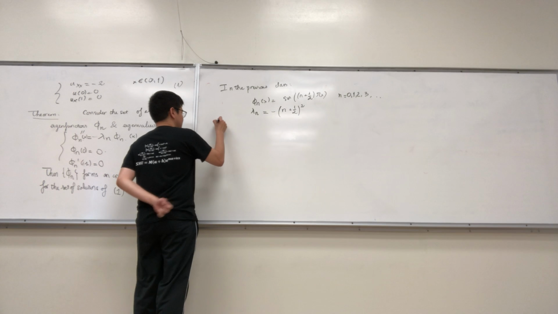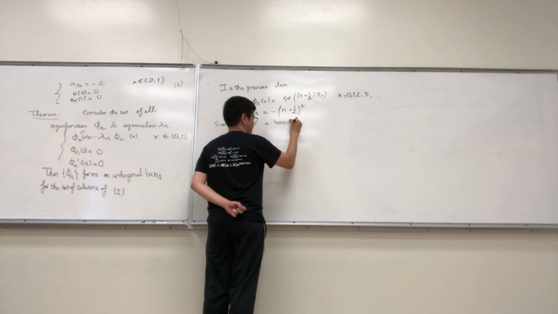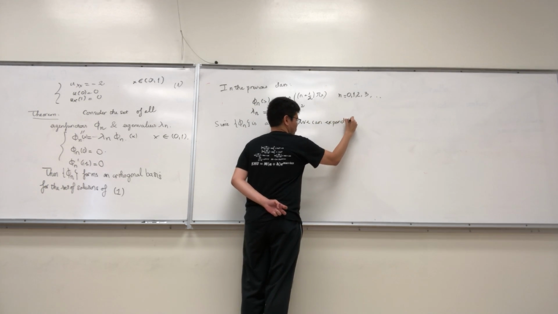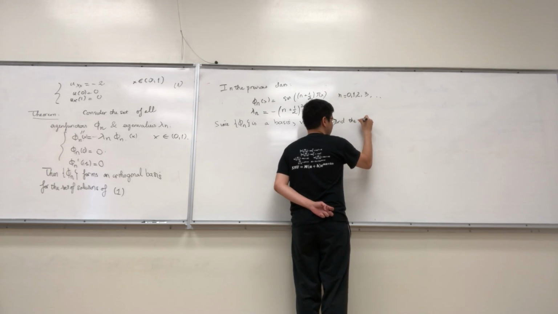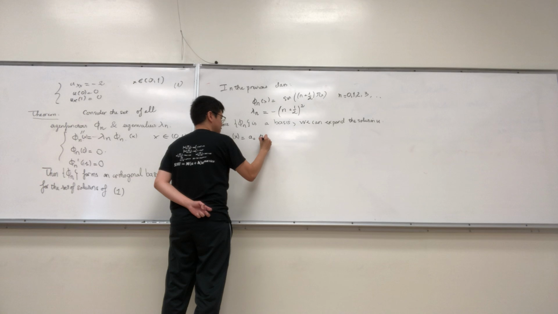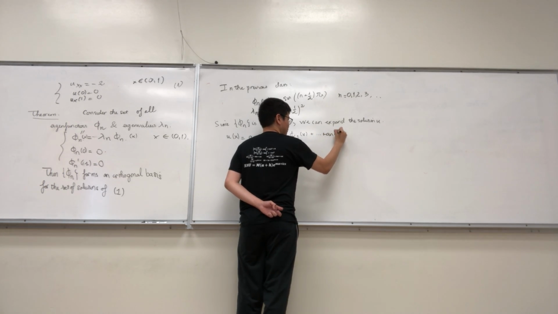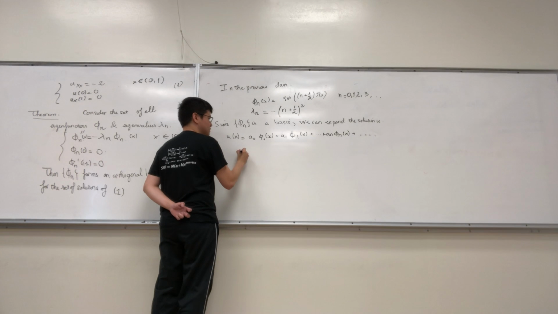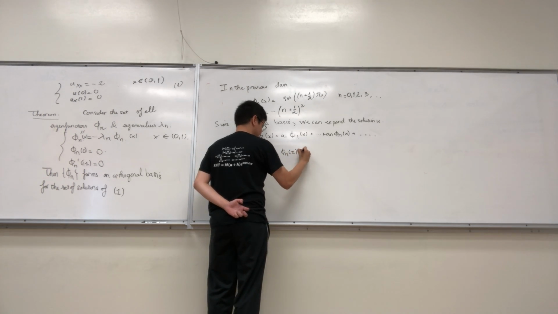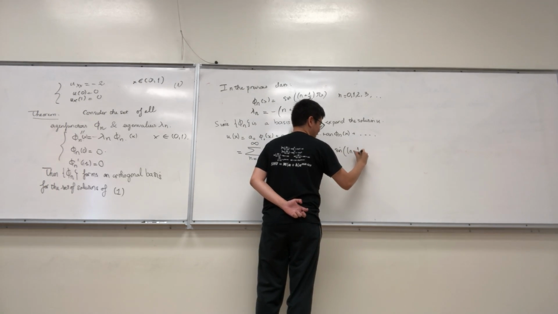So since phi n is a basis, we can expand u, the solution u. Right, so you now have u of x is a0 phi 0 of x plus a1 phi 1 of x plus an phi n of x, etc. And this I write like the sum when n is going from 0 to infinity of an phi n of x. And this is nothing but the sum when n is going from 0 to infinity of an sine of n plus 1/2 pi x.